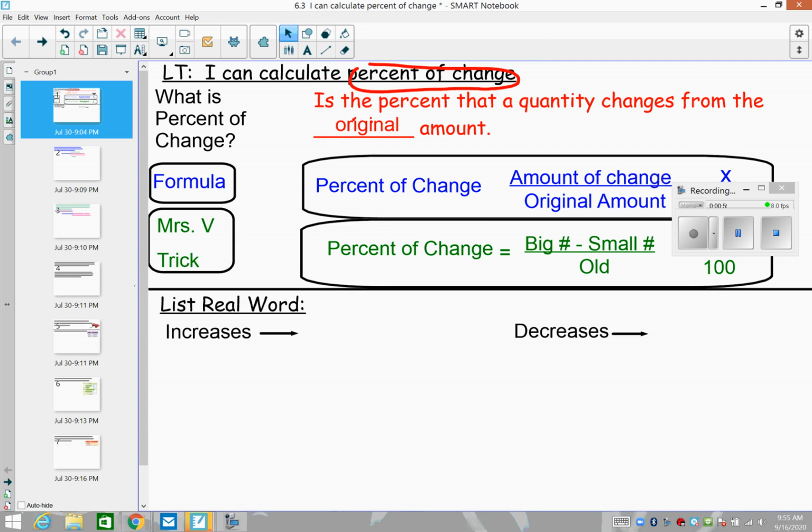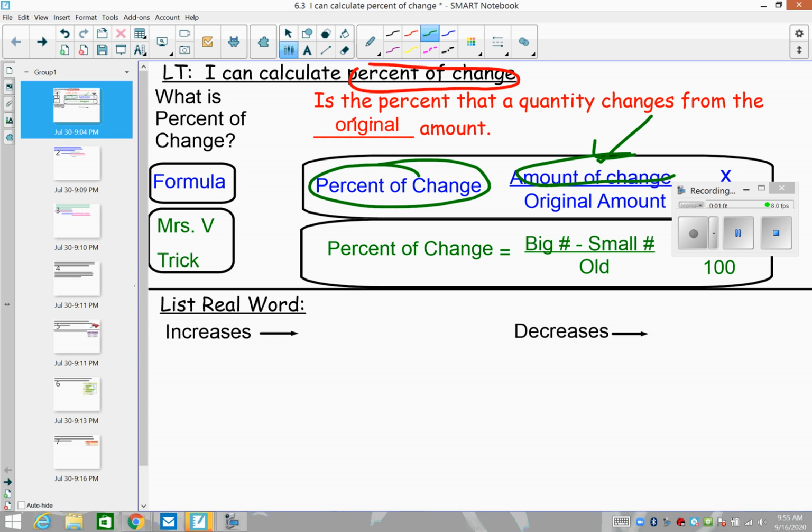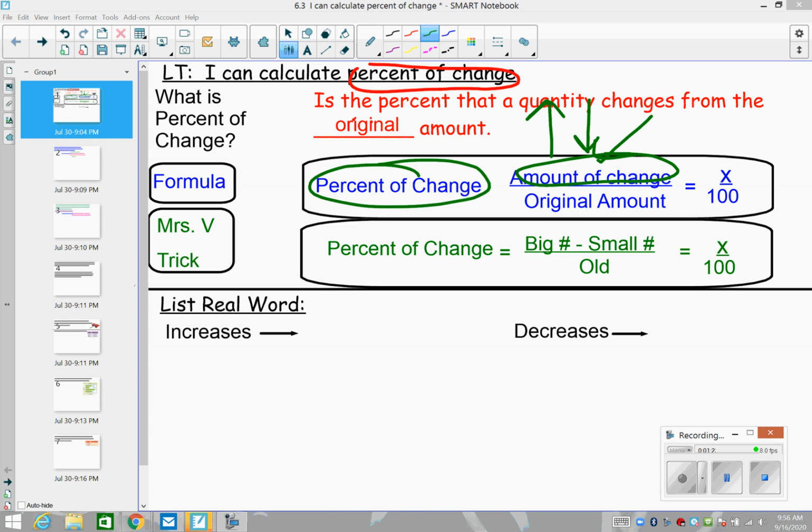So percent of change is the amount that it changes. Now this could either be an increase in quantity or a decrease. Just figure out how much it changed and then write it over the original amount. The key is that we put the original price or amount in the denominator, and then we simply just take cross products like we've been doing.